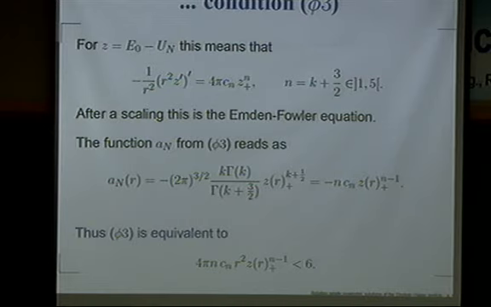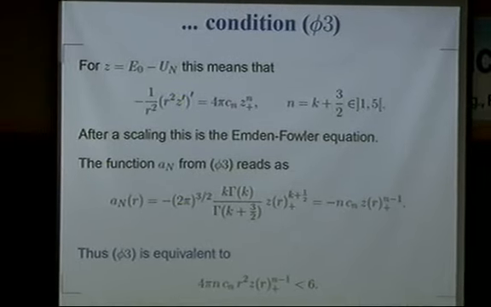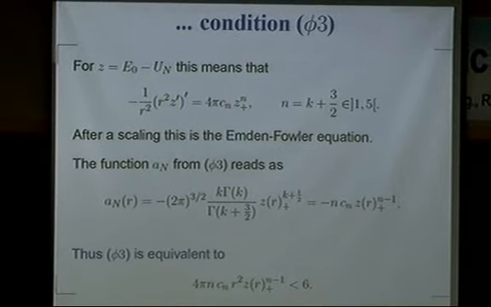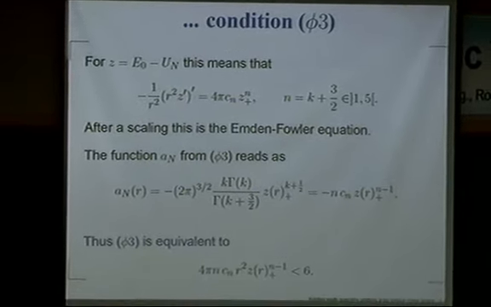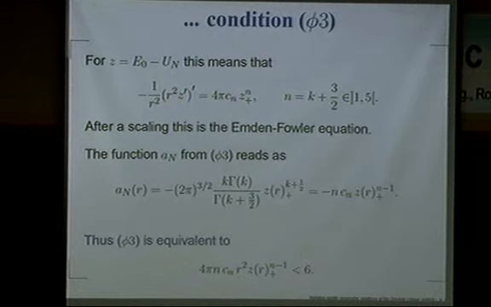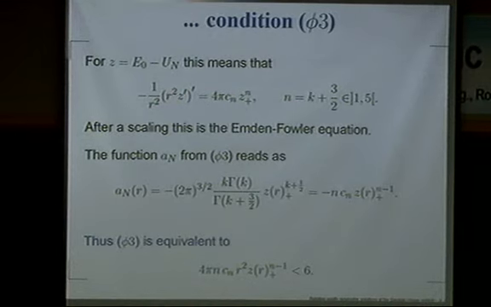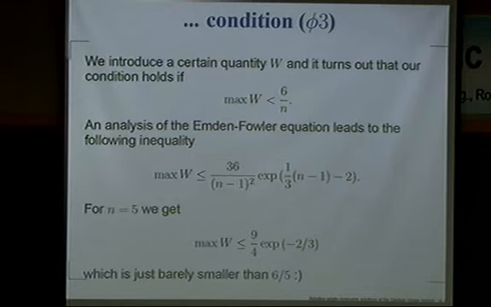And our condition now on this becomes this guy here. So this satisfies this equation, and we have to know that this holds, where n is not allowed to be more than 5. And what we do here is, in the analysis, we introduce a quantity w, and our condition is equivalent to saying that the maximum of this w should be less than 6 over n.